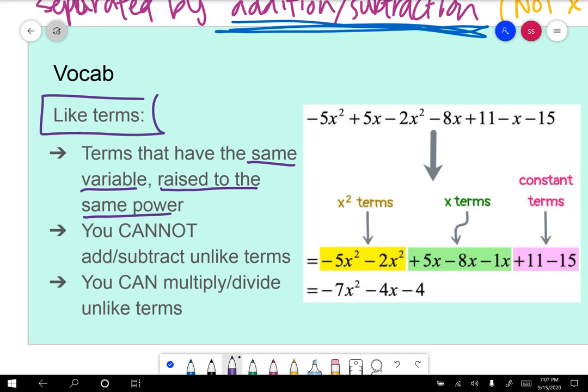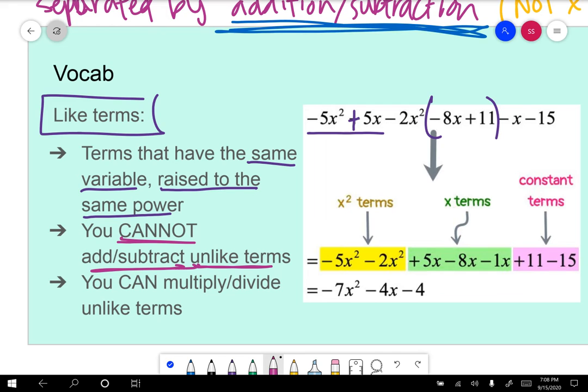Okay, I just said it again. What's important about knowing what like terms are and what terms are not like terms is because when we have operations like this, where we're maybe adding, or maybe we have one that's actually multiplying, you can do certain operations, but can't do others with unlike terms. What I mean by that is if you have unlike terms, you cannot add or subtract them. It's impossible. They're not the same, so you cannot combine them.